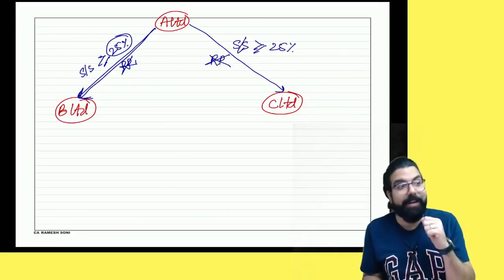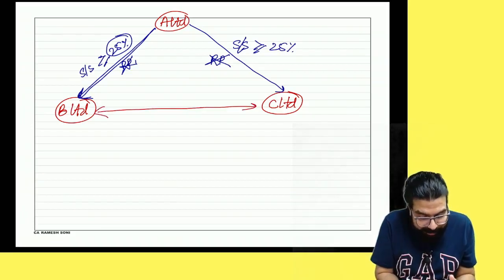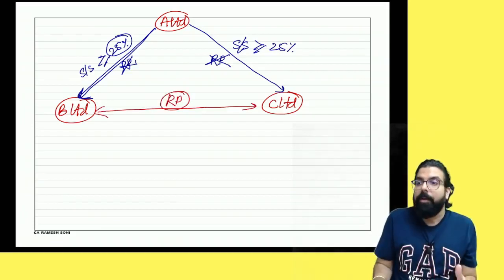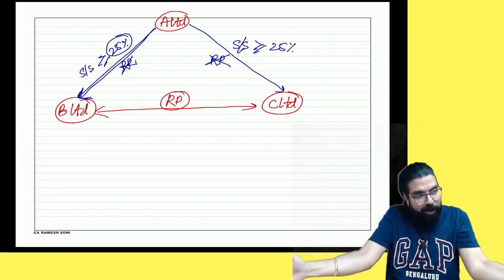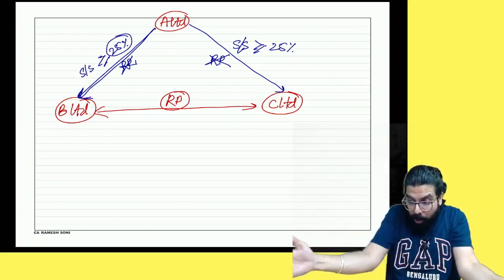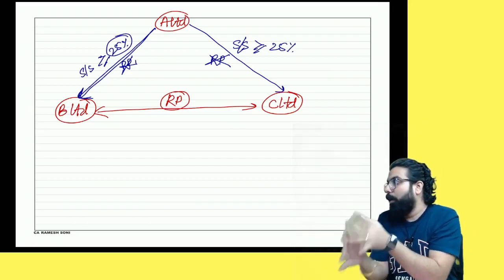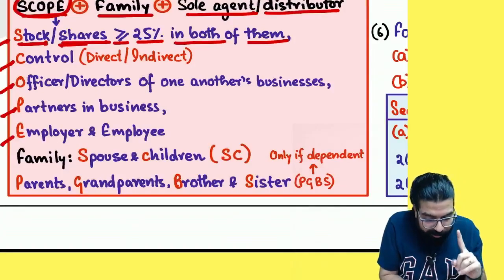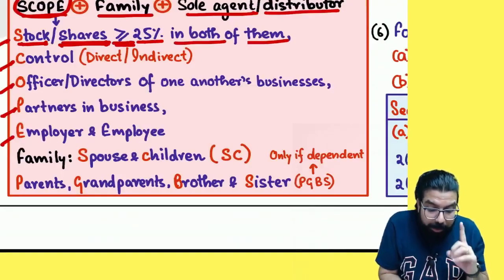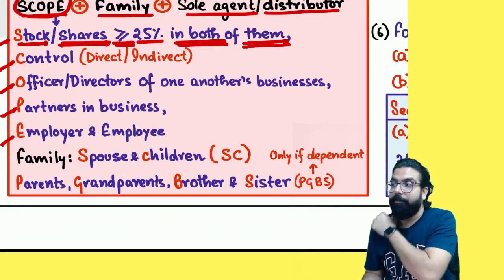Then, sir, who is related? B and C will be related persons. Why? Because A is holding 25% in B and A is holding 25% in C. They are telling that if you are holding in both, they will become related. Is my point clear till here, everyone? Stock or share greater than or equal to how much? In both of them. Are we clear till here, everyone? Chalo, next.